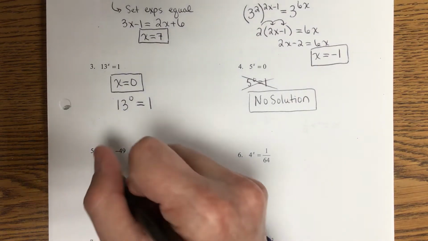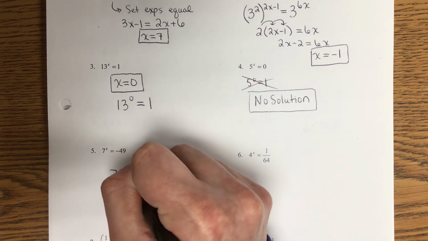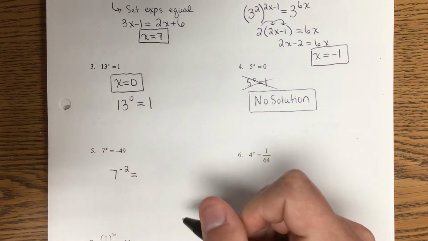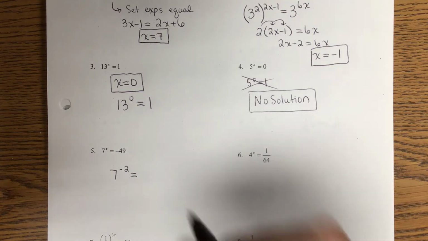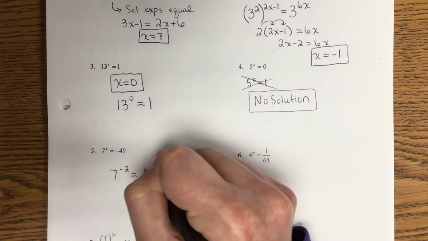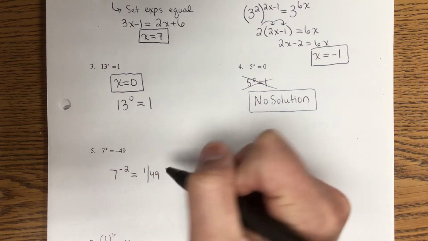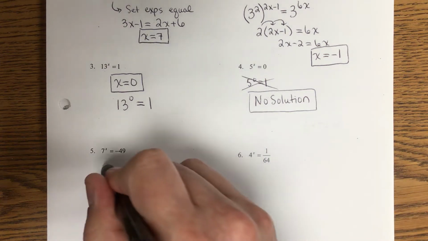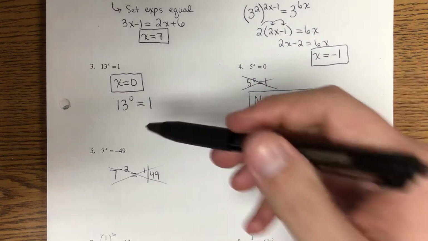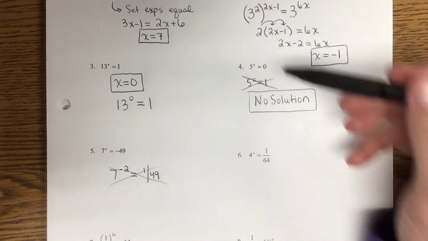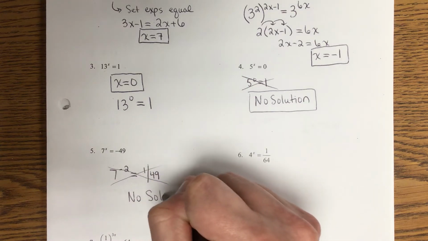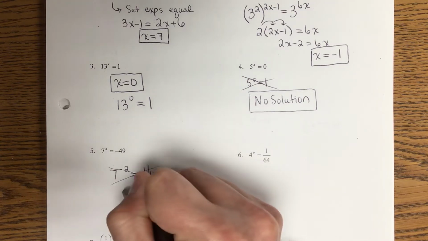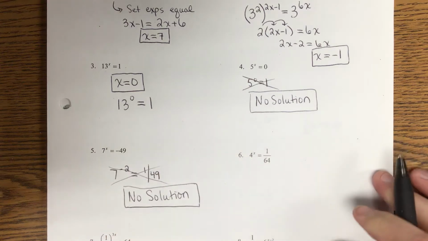So for number 5, what power on 7 changes it to -49? Well, a lot of people think the answer there is -2. But if you remember from the graphs, 7 to the -2nd is actually 1 over 49. So that wouldn't be the answer either. And so if I can't reach 0, then I can't reach negative numbers as well. So this is no solution for the same reason as the last one, because of the asymptote.